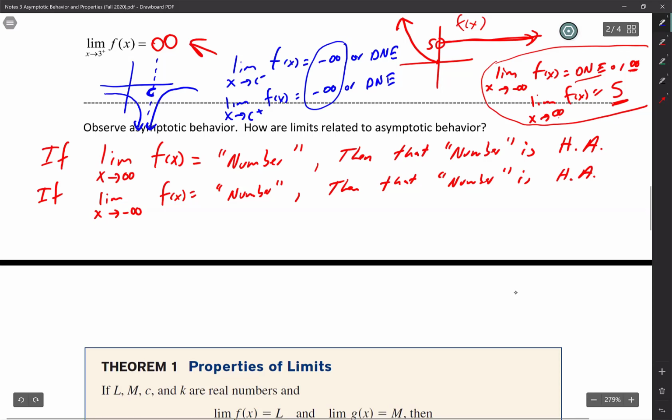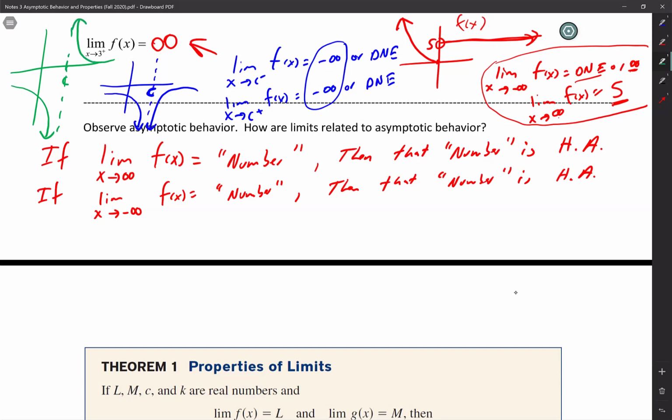Now, let me talk about a different situation. What if you have this? I'm doing a different situation again, guys. Here's C. I have this going like that, left, and this going like that, right. So this one in green, the limit as x approaches C from the left-hand side of this function, I'm approaching negative infinity. The limit as x approaches C from the right-hand side, I'm looking at the right-hand side here, guys, I'm approaching positive infinity.